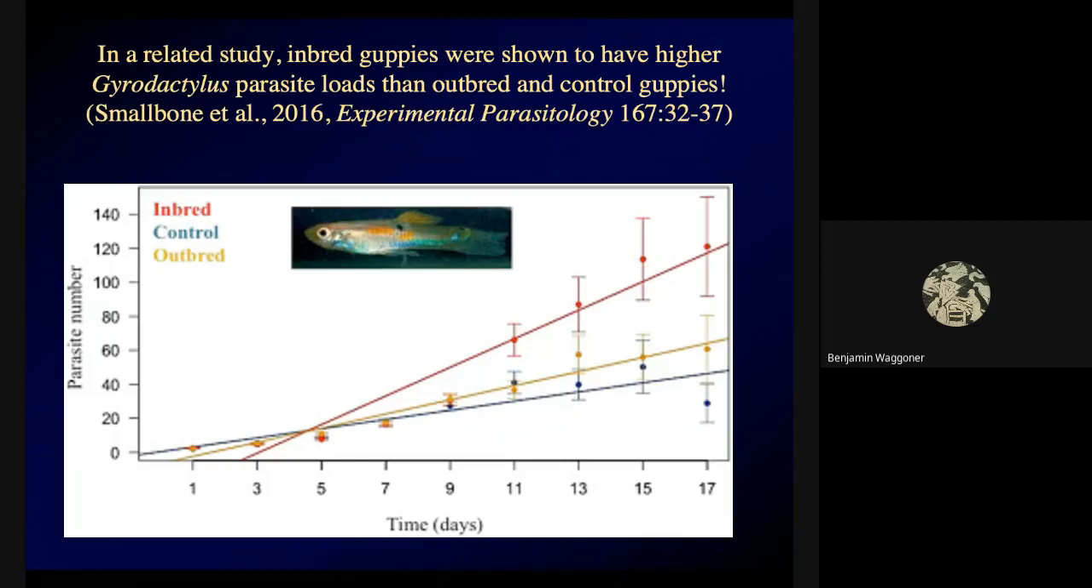In a related study, they looked at inbred versus outbred guppies. And in red, that steepest red line is the number of parasites graphed against time in days over on the right. And you can see that their parasite loads are higher than deliberately outbred and control guppies. The outbred is the yellow line and the control is the blue. So that's another good reason for sexual reproduction. That's another reason to avoid inbreeding. Sex generates genetic diversity, and the more genetically diverse a population is, the less likely a parasite's going to be able to gain a foothold. So there.